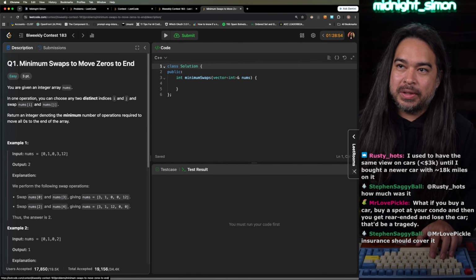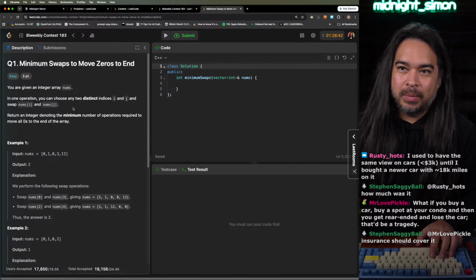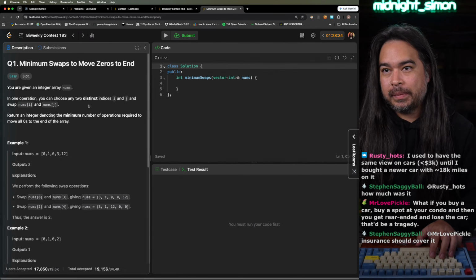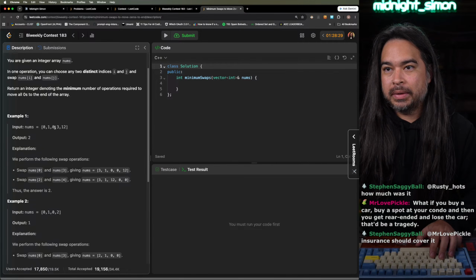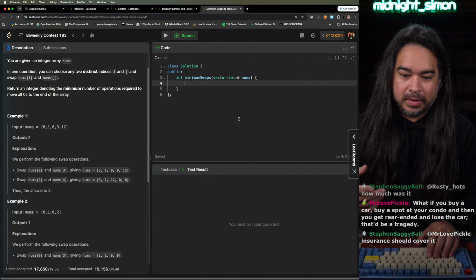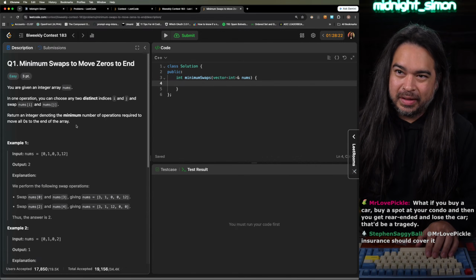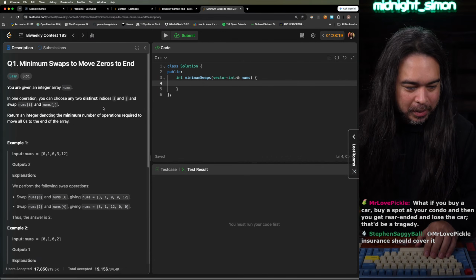Alright, minimum swaps to move zeros to end. You are given an integer array nums. In one operation, you can choose any two distinct indices i and j, and swap nums[i] and nums[j]. Return an integer denoting the minimum number of operations required to move all zeros to the end of the array. Alright, I can do this. There's a problem I've done like this before.